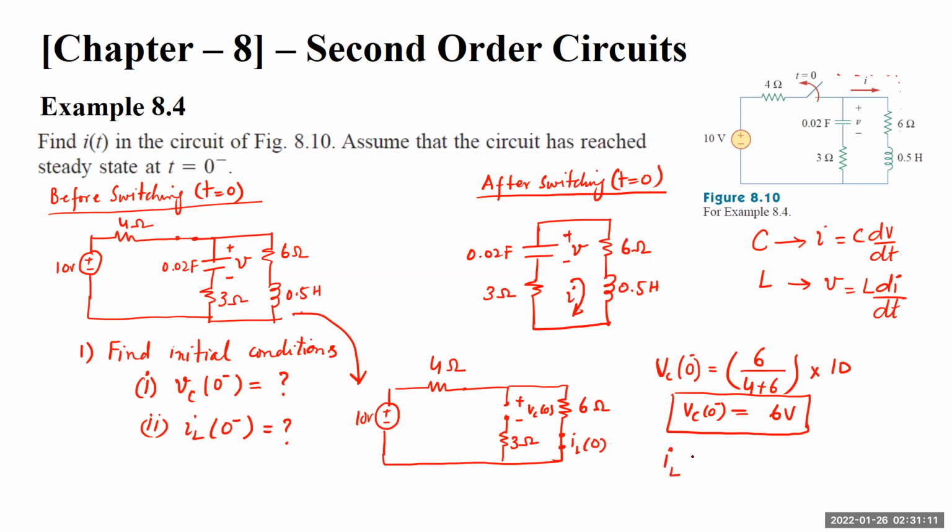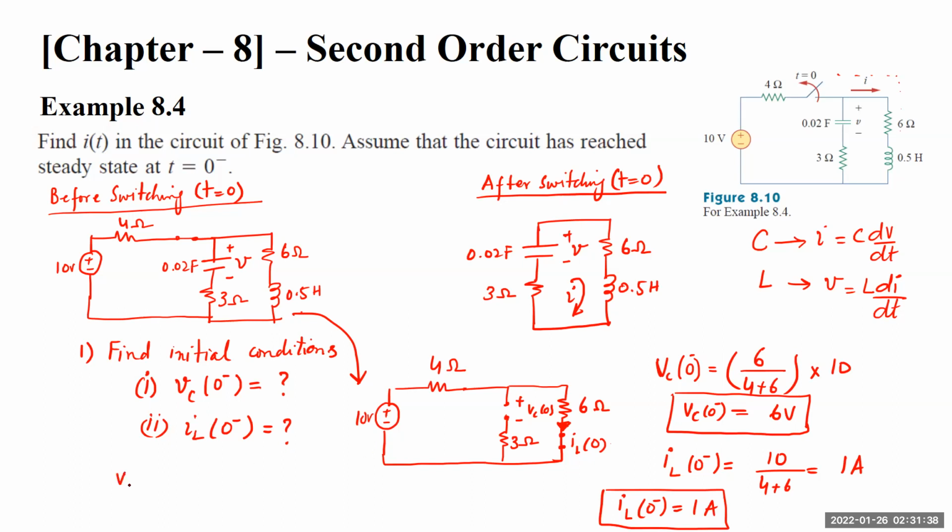Similarly, if I have to find out the IL at 0 negative, it will be simply the current that is flowing in this branch. And the current flowing in this branch is simply 10 volts divided by the overall resistance, that is 6 plus 4, 10. That means that it is 1 ampere. So IL at 0 negative is 1 ampere. That is the current that is flowing in the circuit. So we have found out our initial conditions.